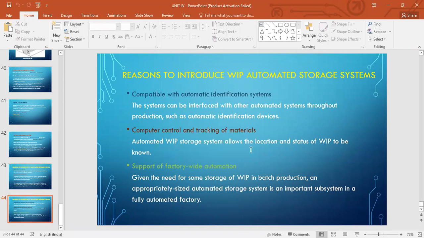Computer control and tracking materials. Very much similar to the previous point, that you have to have the computer control and tracking. And how are you going to achieve it? With the help of these identification systems.